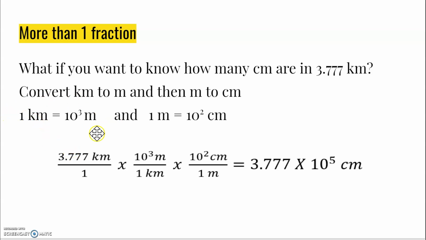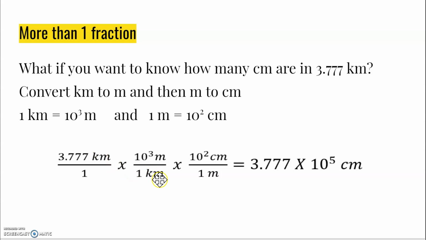1 kilometer is 10 to the third meters. And we also know that 1 meter equals 10 to the second centimeters. So now we can use two fractions to get our numbers. Once again, after I got these equivalents, I just have to remember to put the right units on the top and the right units on the bottom.